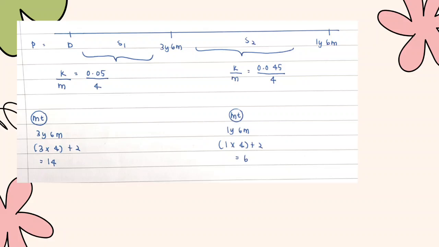And then for this question, we have to divide into two phases. First 3 years 6 months and then 1 year 6 months. For 3 years 6 months, it is S1, and k over m is 0.05 over 4 and mt is 3 years 6 months. So 3 multiplied by 4 plus 2 equals 14. And then for 1 year 6 months, k over m is 0.045 over 4 and mt is 1 year 6 months. So 1 multiplied by 4 plus 2 equals 6.